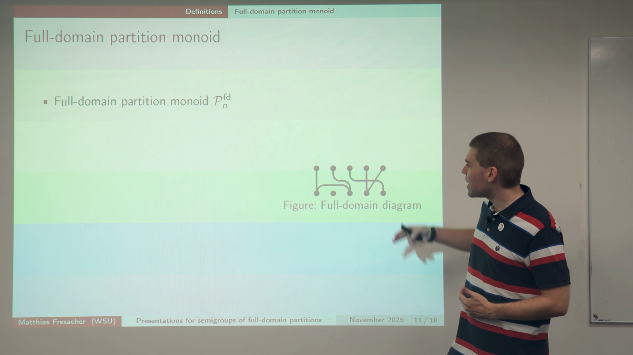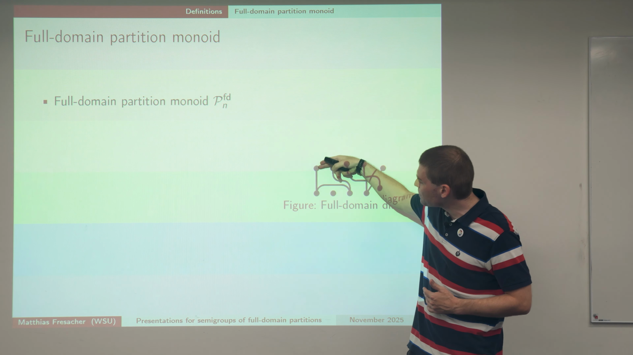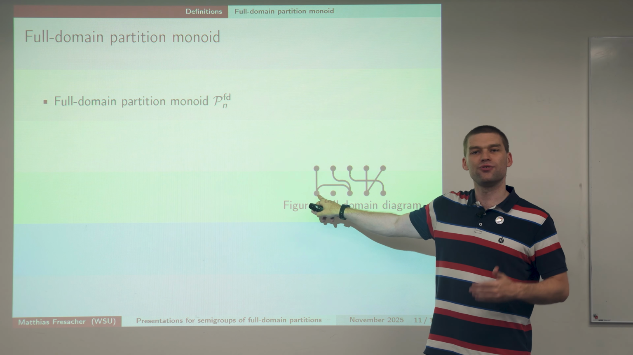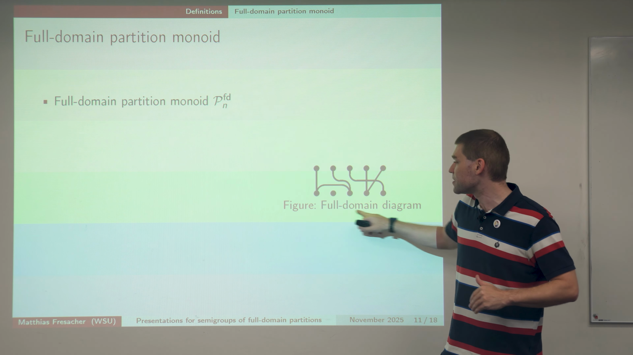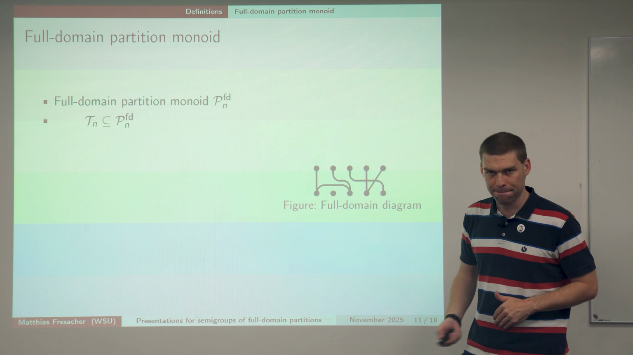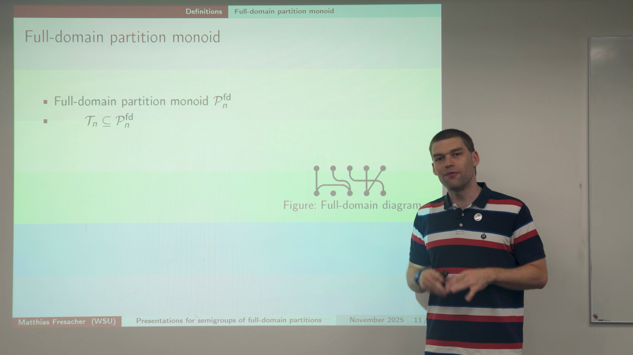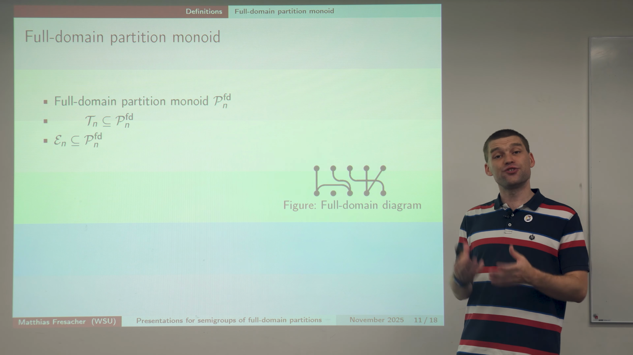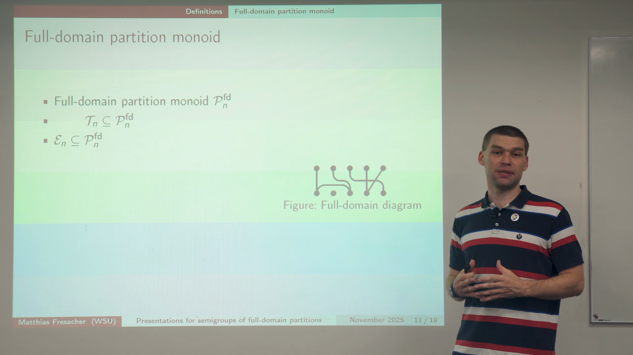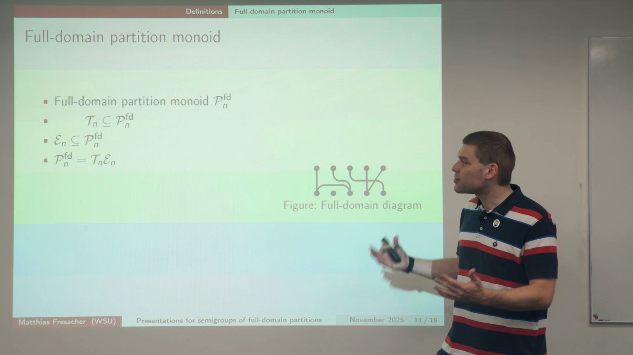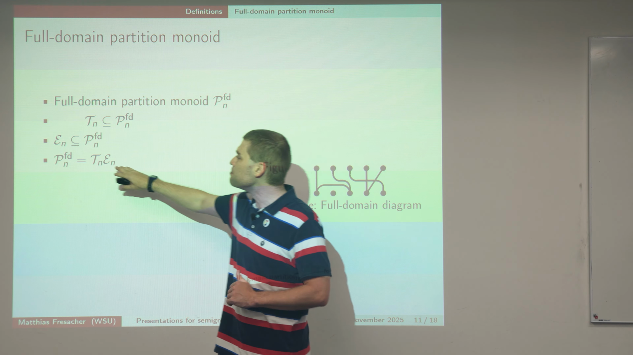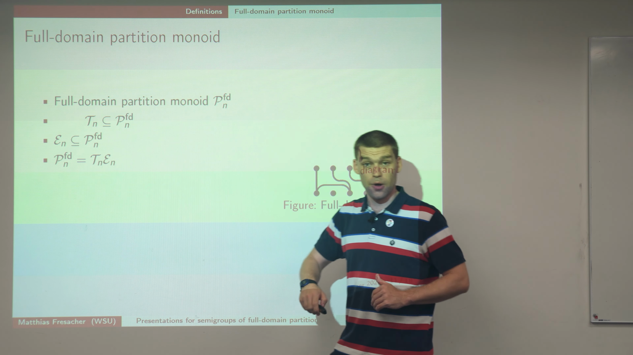It's defined as being all of the diagrams where every vertex in the top row is connected to a vertex in the bottom row. This is the full domain part in the name. From this definition, we can see that the transformation monoid is going to be a submonoid of this monoid, and also that our joint semilattice monoid, En, is going to be a submonoid. In fact, our full domain partition monoid decomposes into these two monoids.